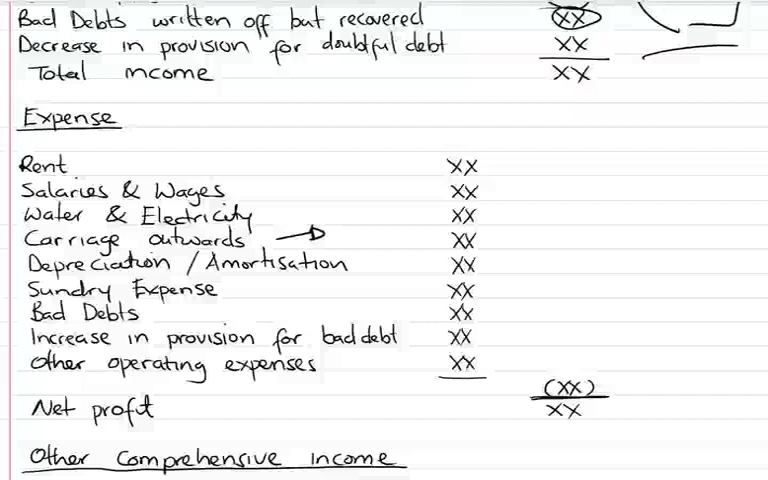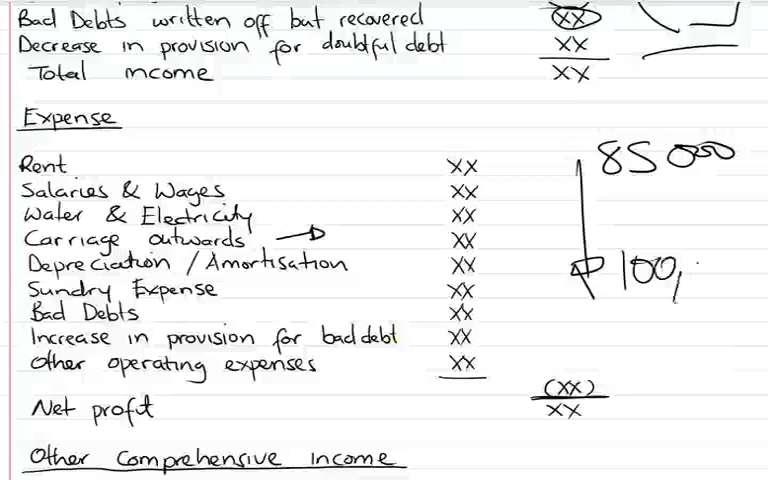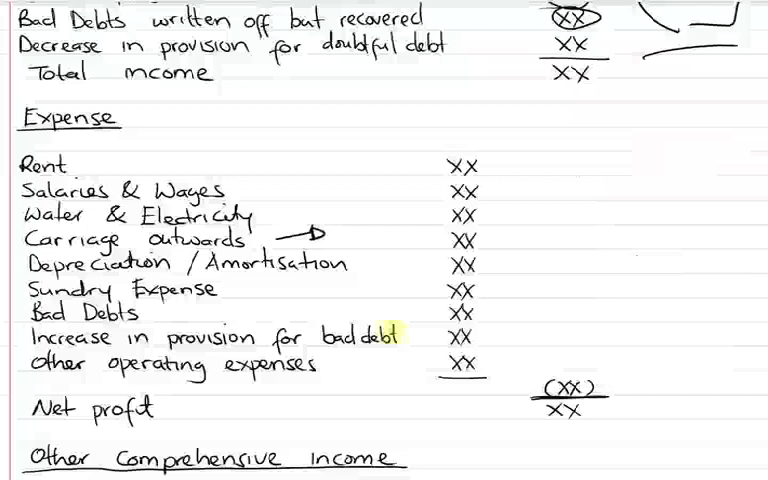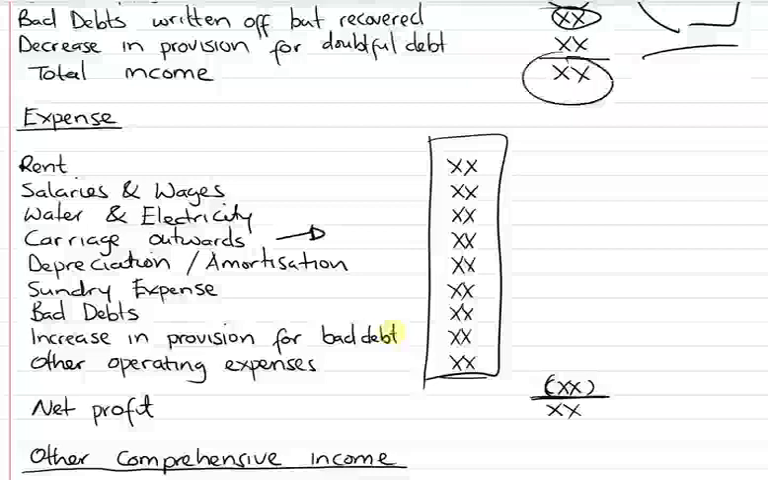Depreciation has to appear. Bad debts, increase in provision. That means we estimated a lower figure of doubtful debts, but we have assessed that it has increased to 100,000. So the increase has to be shown as an expense. And other operating expenses. You can add up all of these expenses and come up with the total expenses and subtract it from the total income to find your net profit.